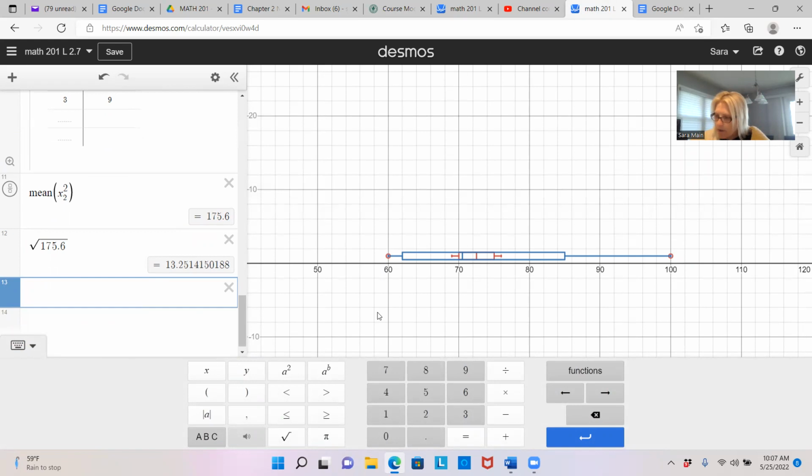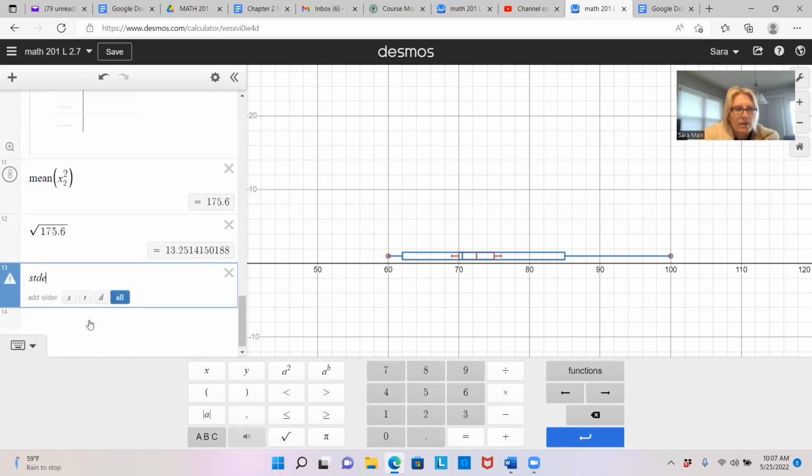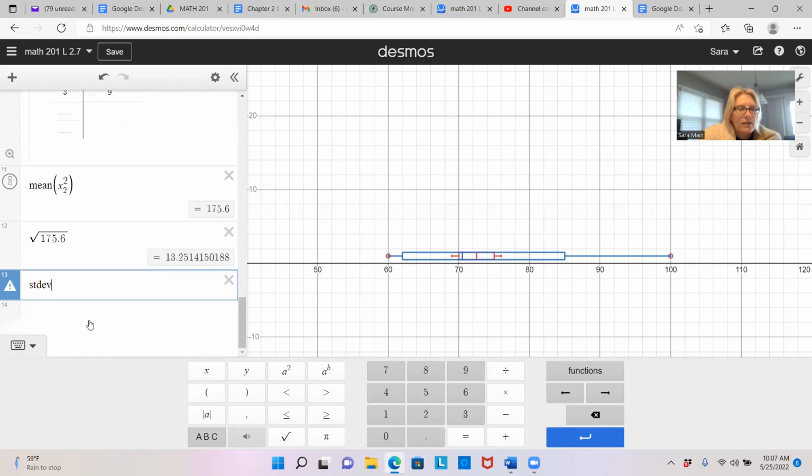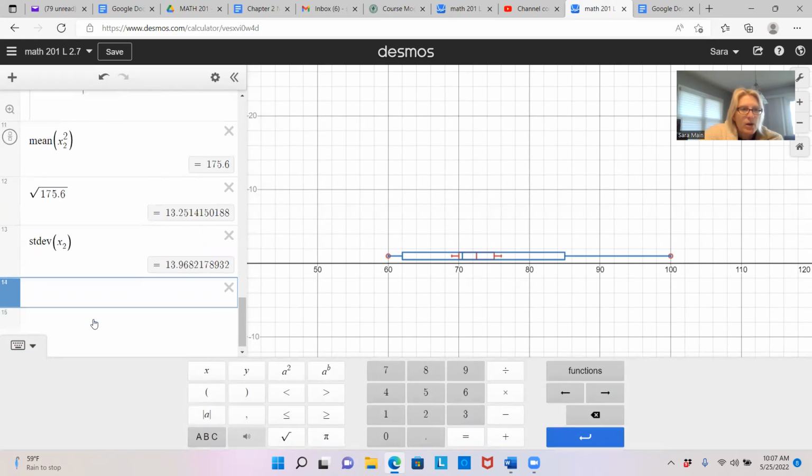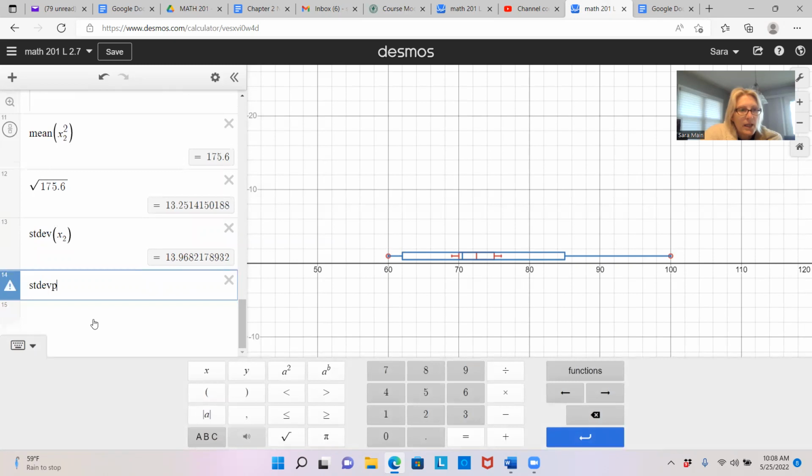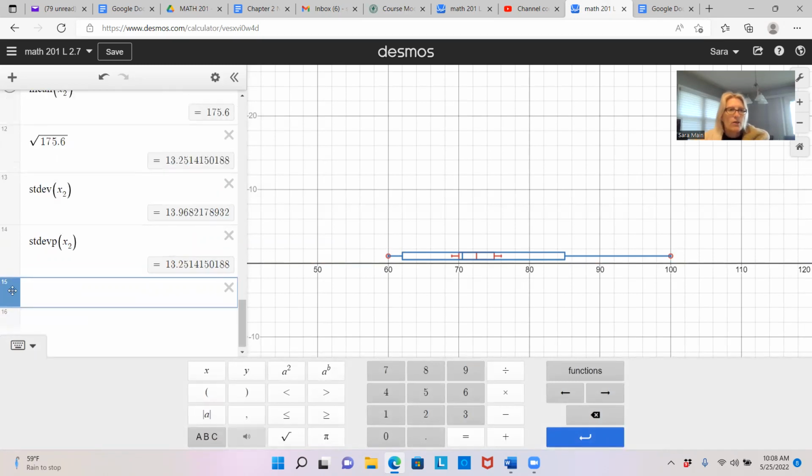Well, I can tell you, my friends, that we are not going to do any of this by hand for the semester. We're going to use a function here in Desmos called STDEV, which is going to be for the sample. So we would take x2, and then we're going to do STDEVP of x2 for the population. And so that's why the population came out to be 13.25.